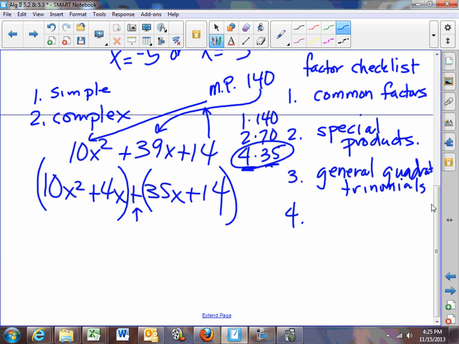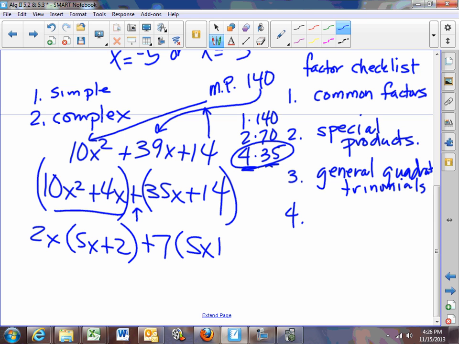Now, this does not mean we factored it because that's an addition sign, not multiplication. But we'll go on from here and notice wonderful things are going to happen pretty quickly. We look at this first pair of terms and we ask ourselves, what's the greatest common factor in this? And we find 2x. Now, 2x times 5x plus 2 is how that first one factors. Now, we look at the second binomial, and what's the greatest common factor in those? It looks like it's 7, and we're left with 5x plus 2.